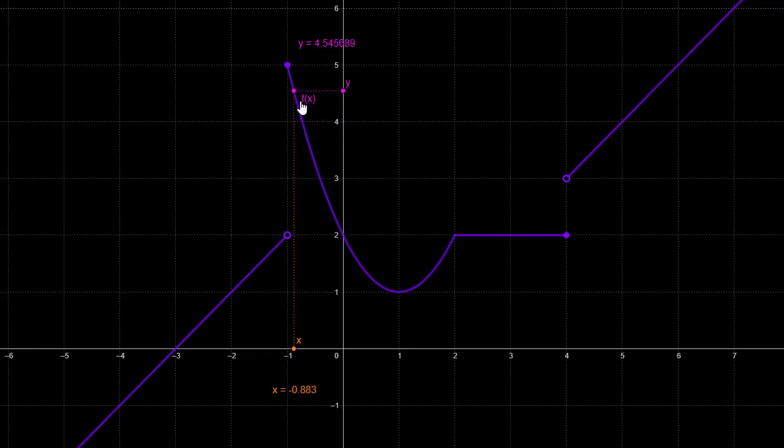And so as x gets closer and closer to -1 from the right side, as we map up, we see that f of x, the y's, as this happens, are getting closer and closer to 5. So that is what the limit from the right is going to be.